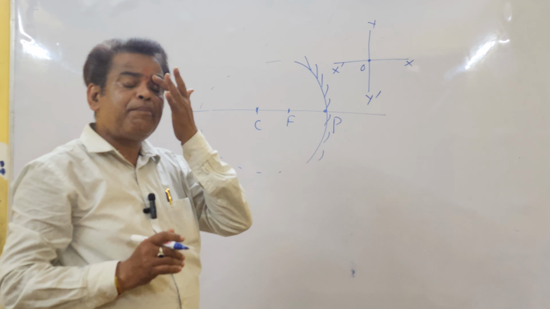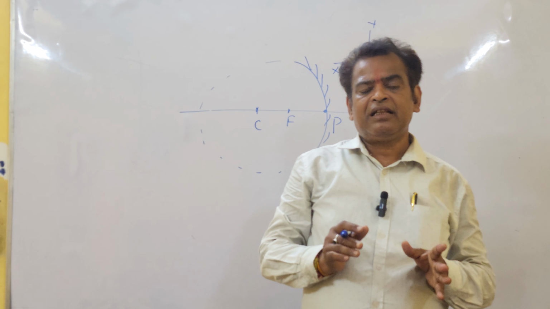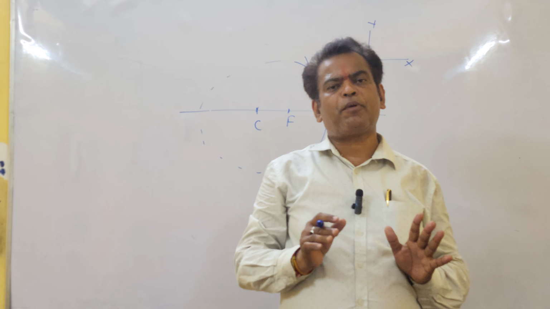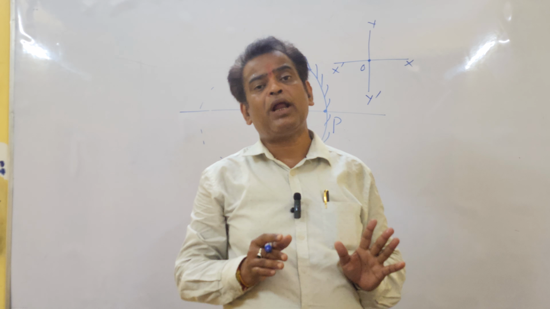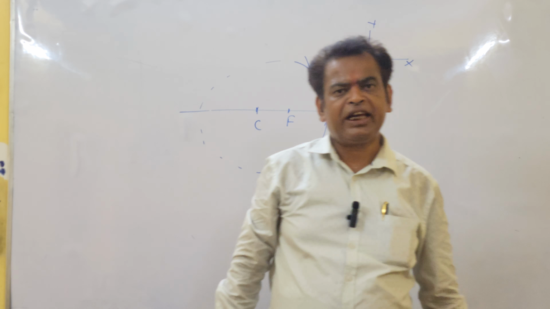So these are the 5 points in sign conventions, and these points will help in the expression, or in solving a numerical problem, or with the mirror formula 1 by u plus 1 by v equals 1 by f. So this much. Thank you.